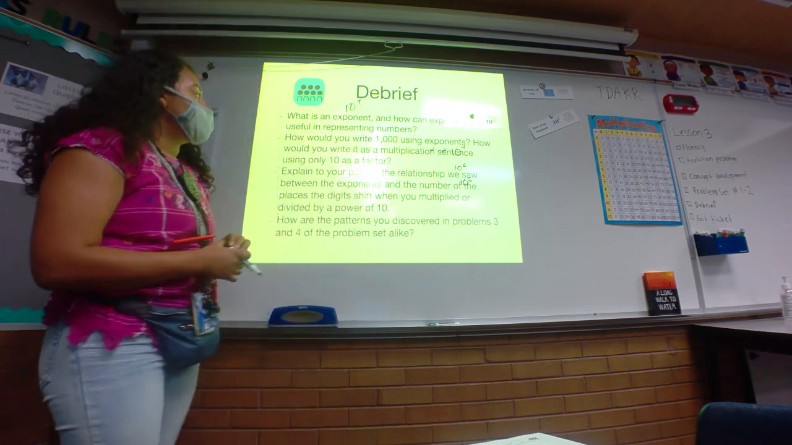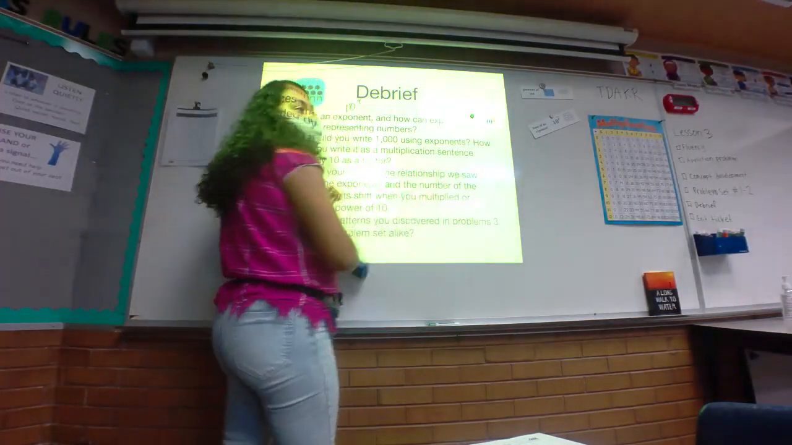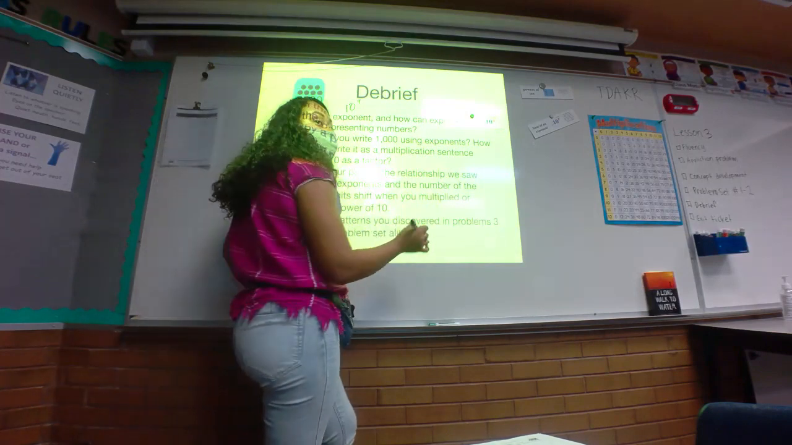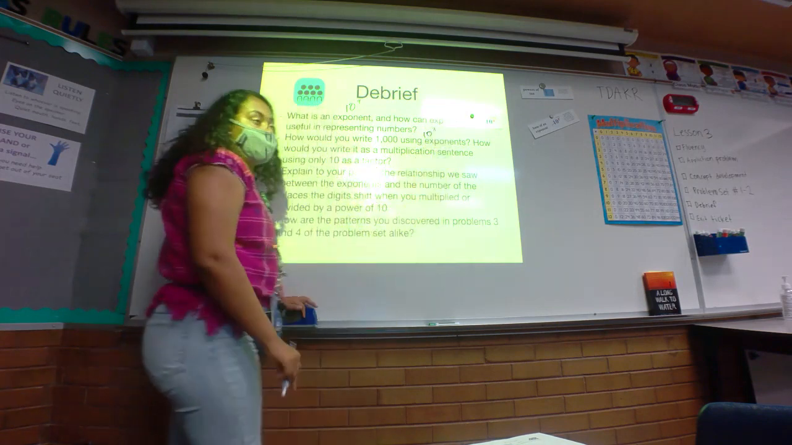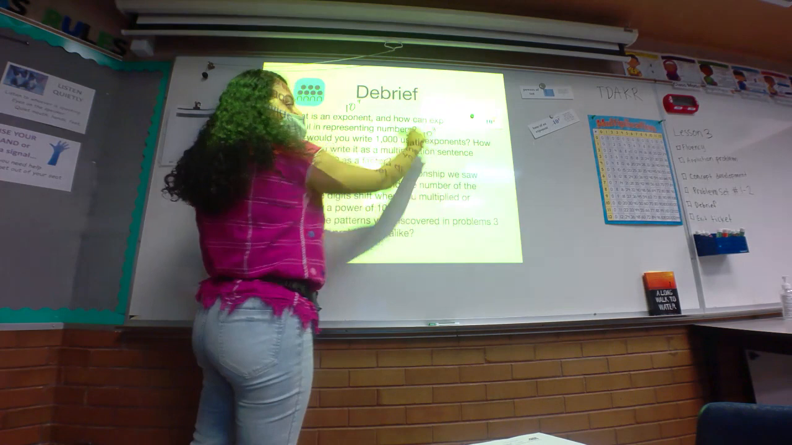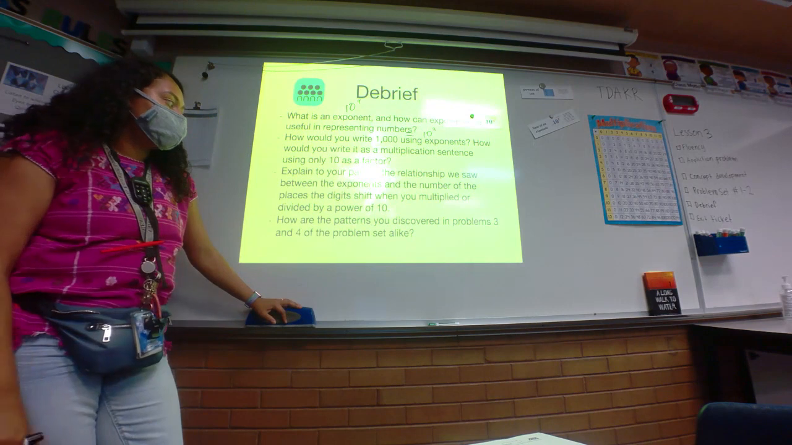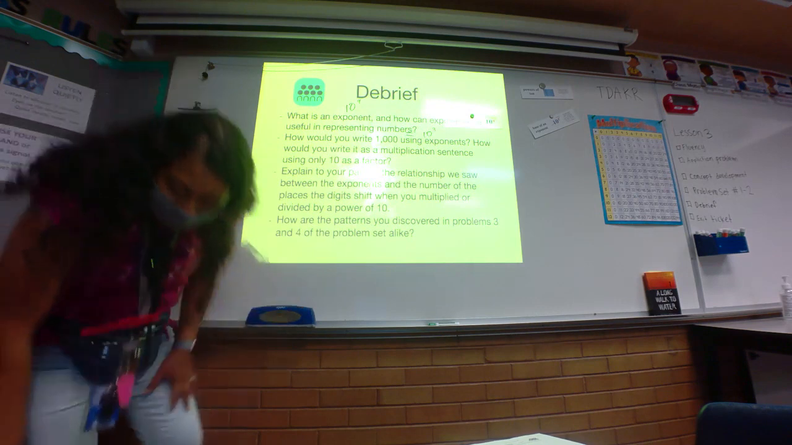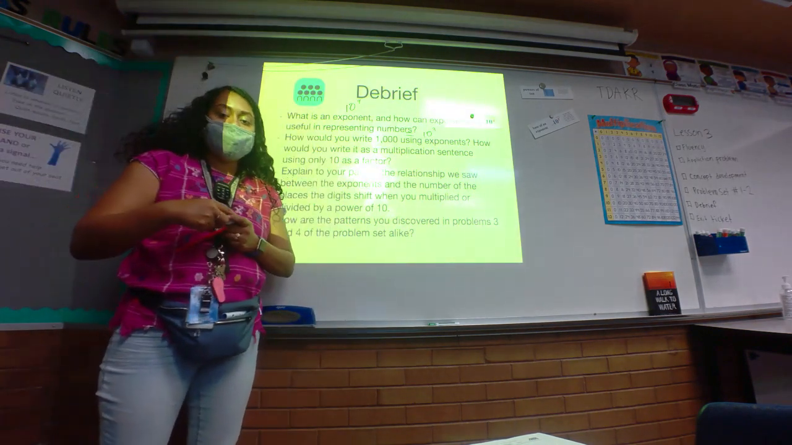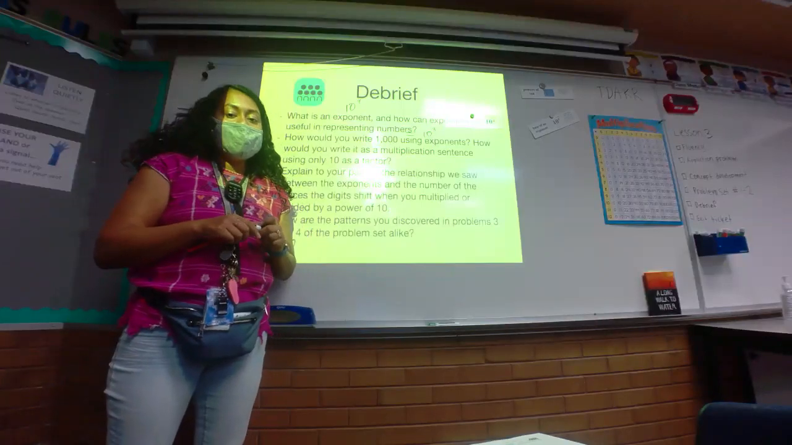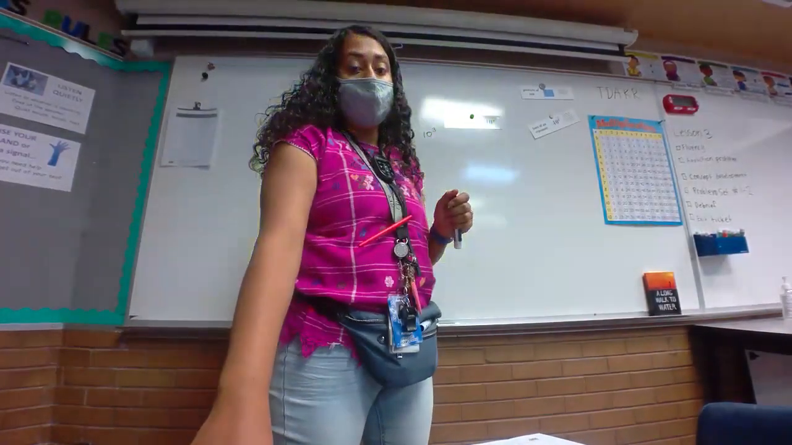Okay. All right. So, how would you write 1,000 using exponents? Noah? 10 to the power of 3. 1,000 is equal to 10 to the power of 3. All right. So even if you are dividing by powers of 10, we're still shifting in place values, okay? All right, anything else? Okay, ready for exit ticket?